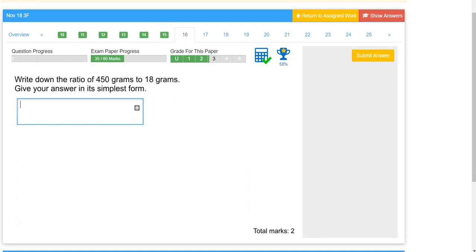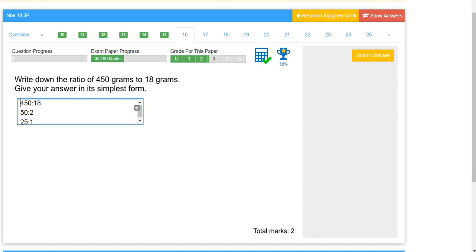So I want to write down the ratio of 450 grams to 18 grams. How am I going to do that? Well, I could simplify that. What can I divide that by? I notice I've got a 9 in both of those. So I could do 450 divided by 9. That would give me 50. 18 divided by 9 would give me 2. But can I make that even smaller? I think I can. I can now divide both of those by 2 to give me 25 to 1.